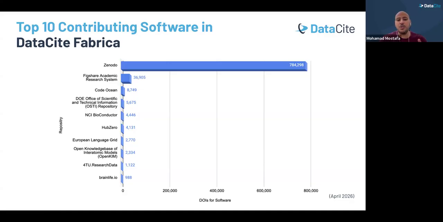So we have generalist repositories and specialized ones, for example, about Bioconductor or about the Department of Energy in the United States. So you can see this diversity, and I believe this diversity reflects the interest in supporting software and code in general.